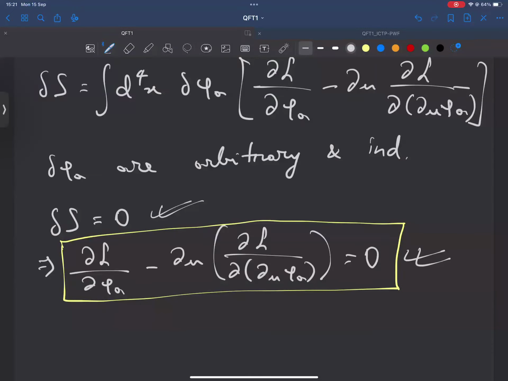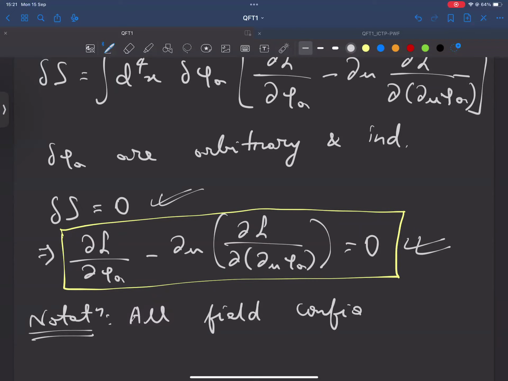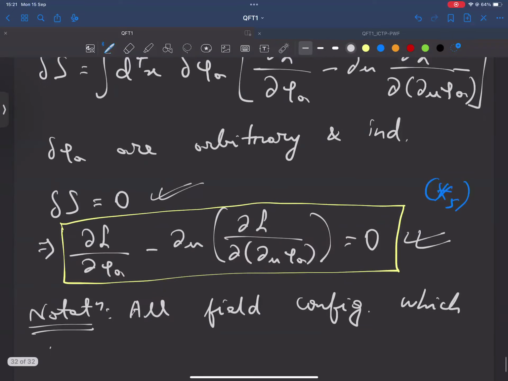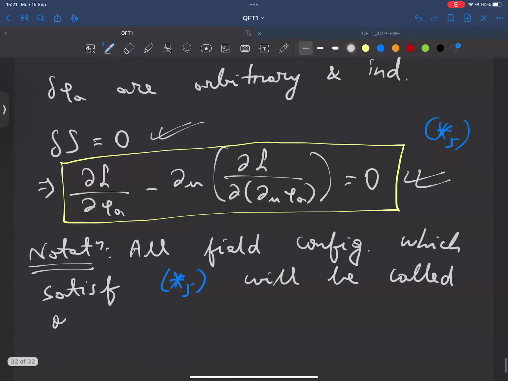Now, yes, another thing is, this is again a notation, a very heavily used notation in QFT. So all field configurations which, let's note this as star 5, which satisfy star 5 will be called on shell.